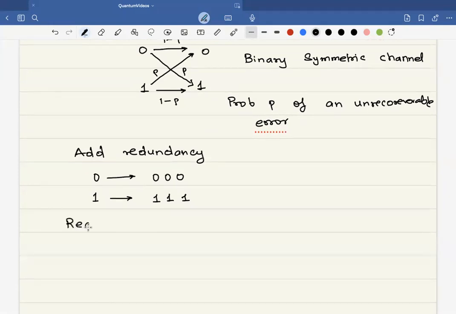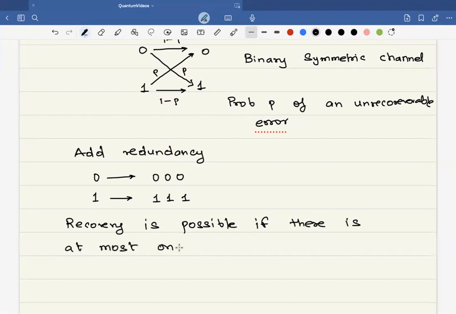Recovery is possible if there is at most one error. If there is at most one error, then 0, 0, 0 could go to, if there is no error, 0, 0, 0. If there is an error on the first bit, it goes to 1, 0, 0. On the second bit, it goes to 0, 1, 0. And the third bit, it goes to 0, 0, 1.